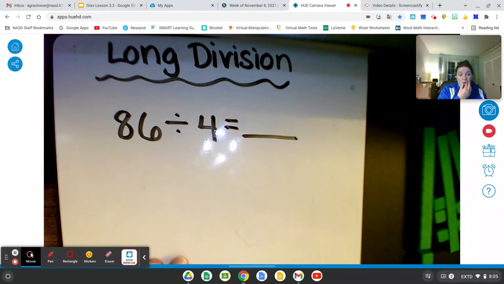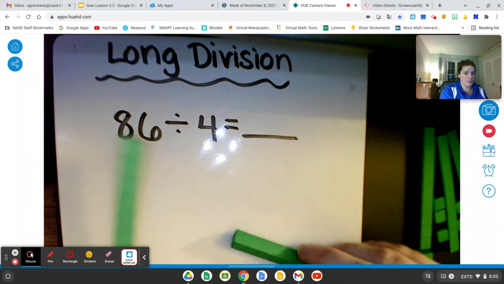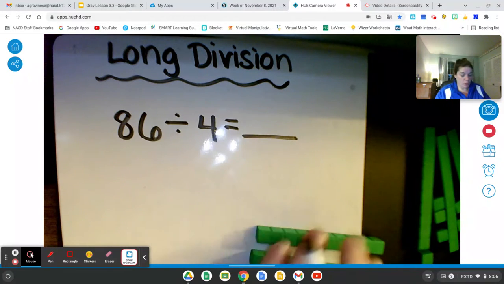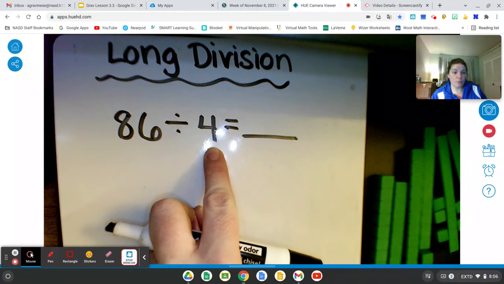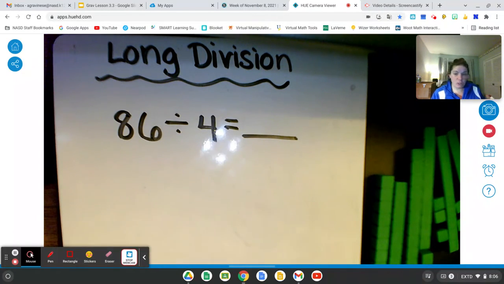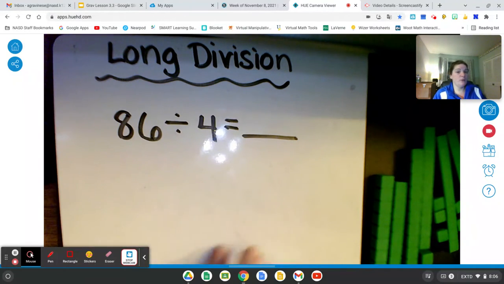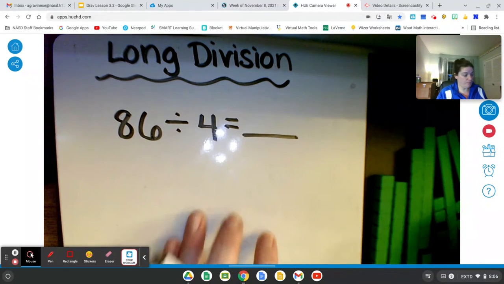Now we could model that for sure. We could get 8 of these tens rods and 6 of these ones, and we could draw 4 groups, 4 bins, and we could start dividing them equally. Absolutely, we could do that. And if that's the method that you're working on right now, then that's great. But I do want everybody to become familiar with the steps of long division.